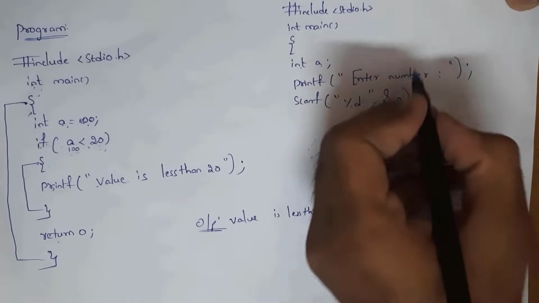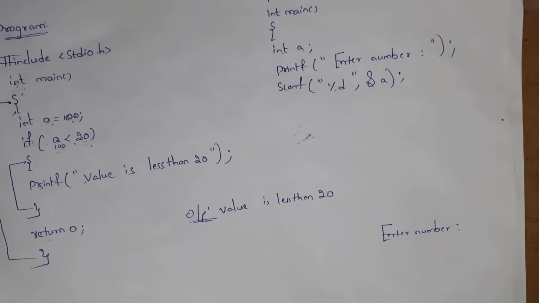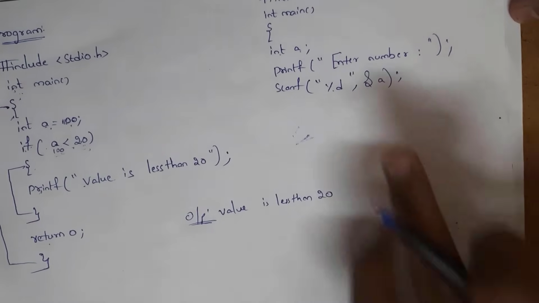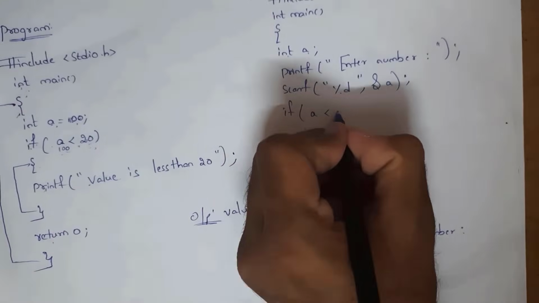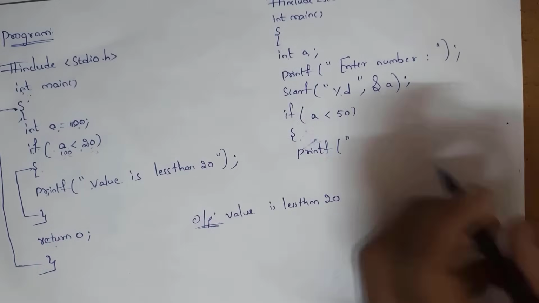Whenever I write this line of code, I can enter any number after executing the program. So whenever I execute the program, I can see here enter number, and I can enter any number by using scanf. Now I am giving a condition: if the value of a is less than 50, then I should get output with printf as value is less than 50.